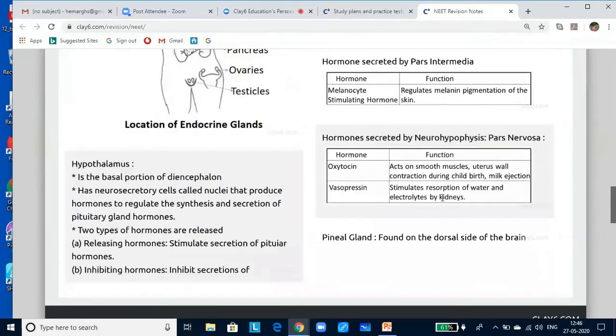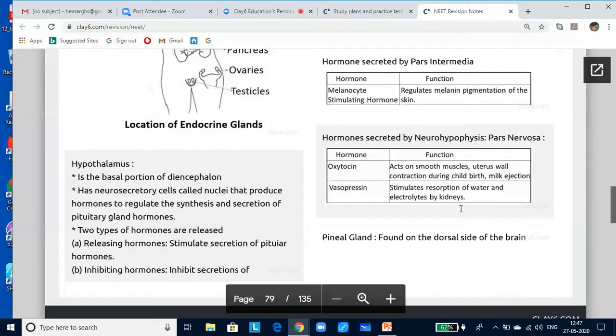Now, hormones secreted by the neurohypophysis, that is pars nervosa: oxytocin and vasopressin. Oxytocin acts on smooth muscle walls, the uterus walls during childbirth. It helps in contraction of the uterus, and once the child is born, it also helps in ejection of the milk. Now, vasopressin stimulates reabsorption of water and electrolytes by the kidney. In class, we studied this when we were doing the excretory system, vasopressin, and it's the same hormone.